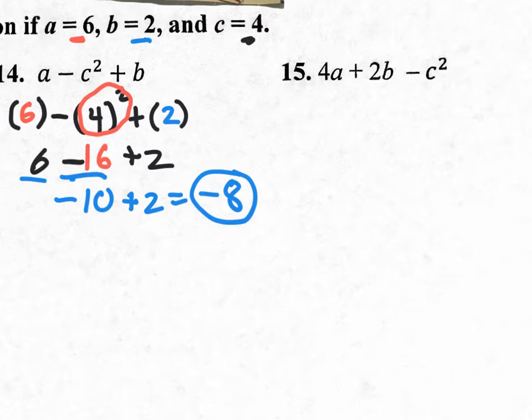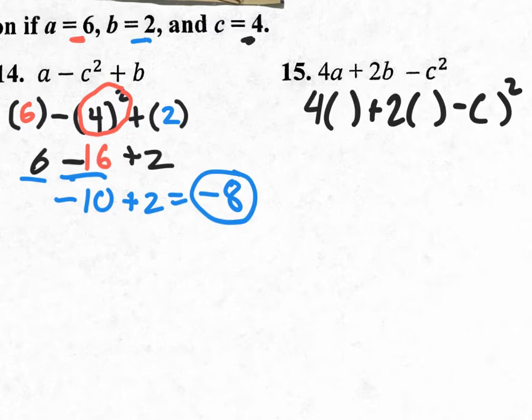Okay, so on number 15, I'm also going to rewrite everything with parentheses instead of the variables. There it is. And then we're going to be plugging in the a value of 6, a value of 6 right in there. The b value of 2, b value of 2 right in there. And the c value of 4 right in there.